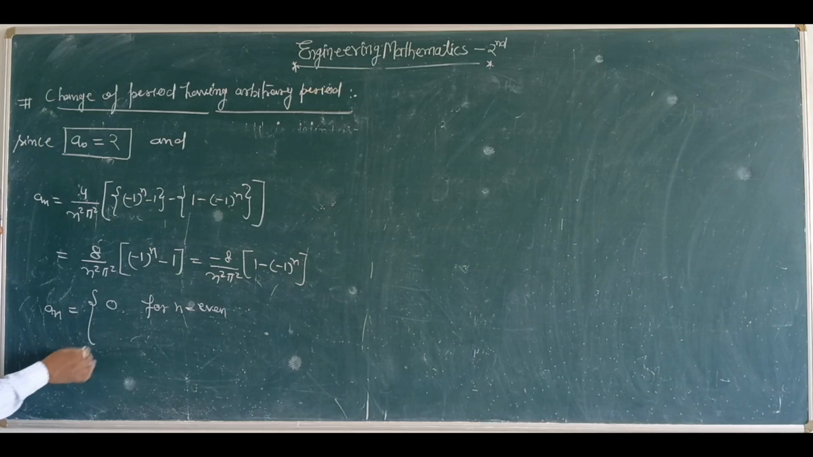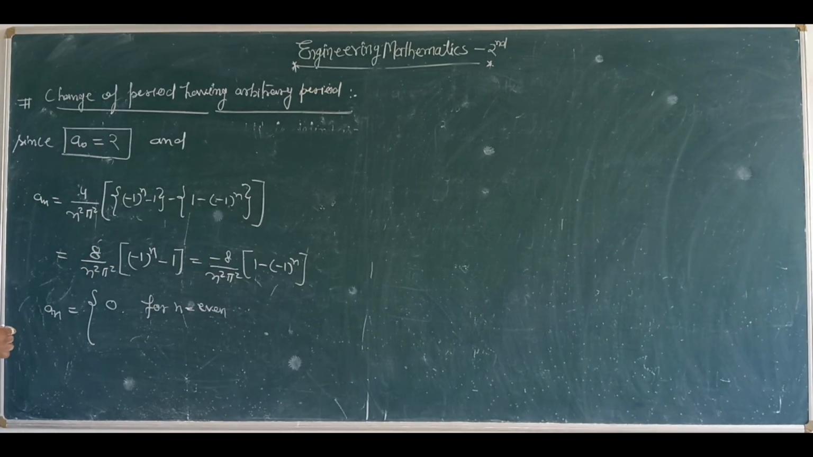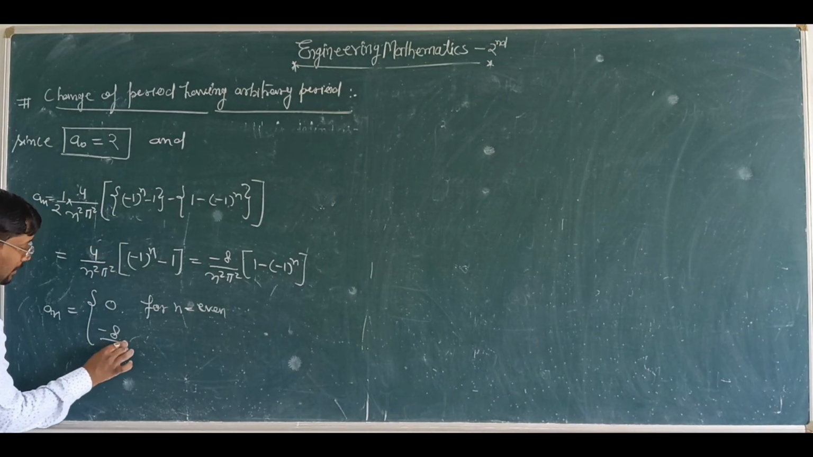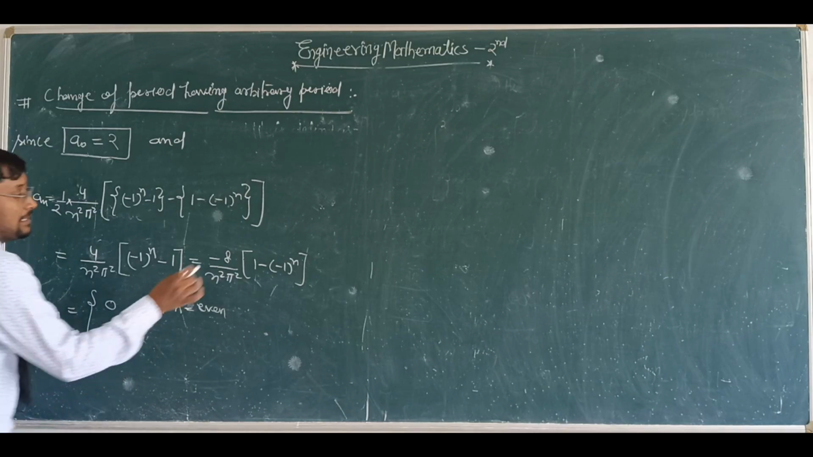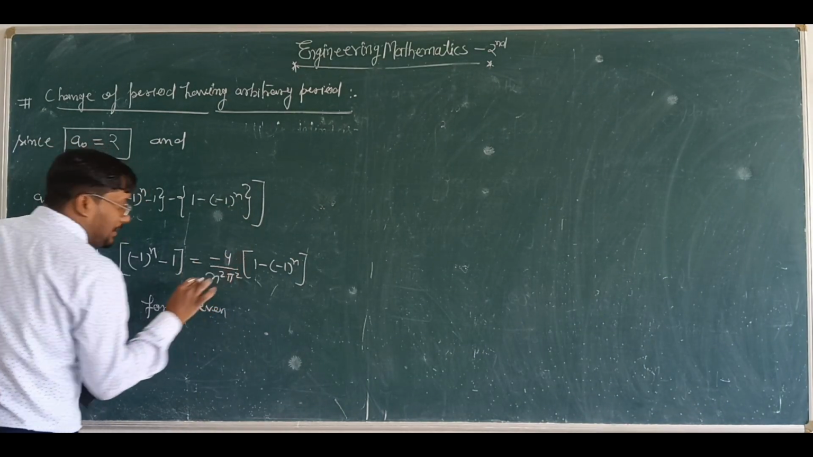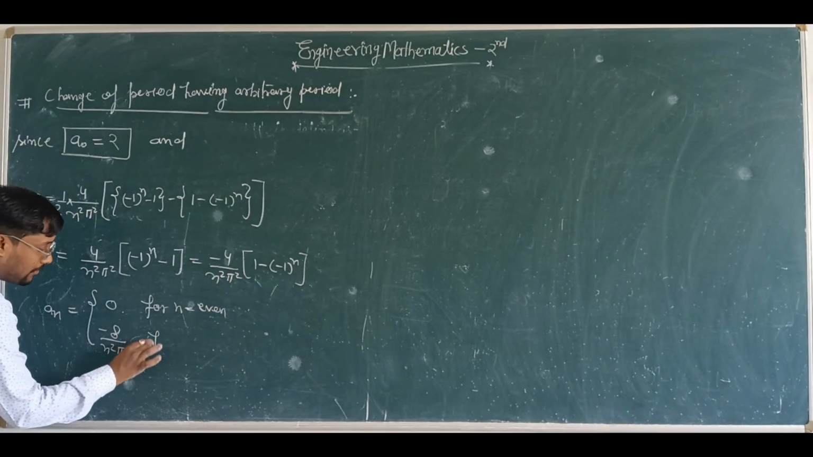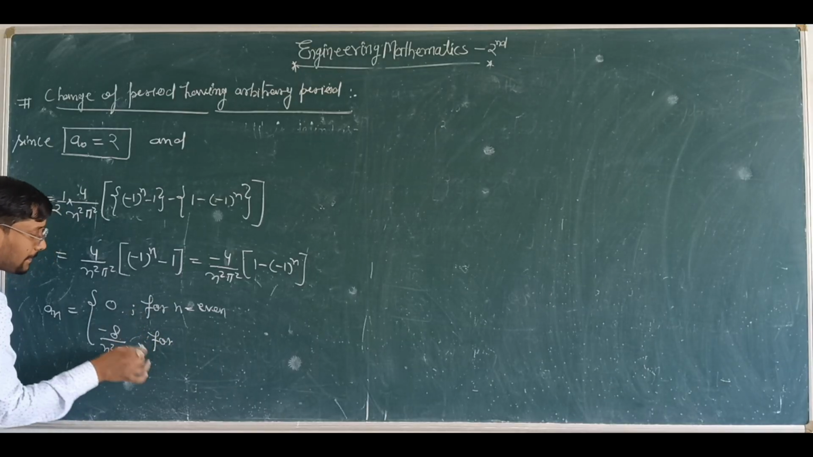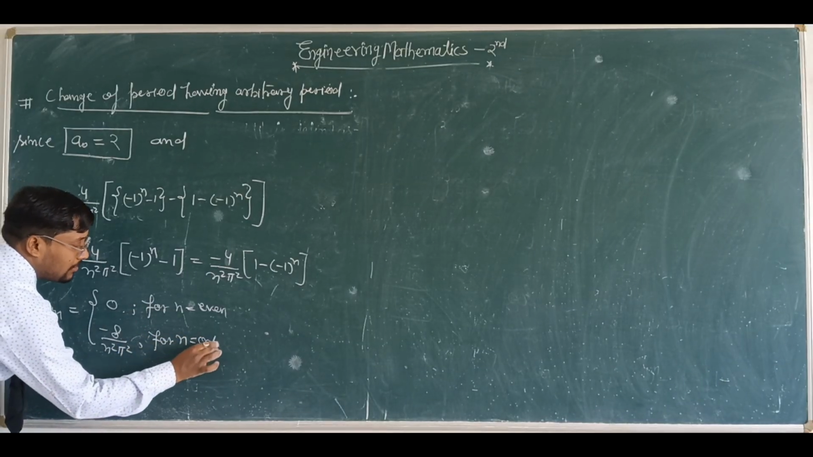and again for n is equal to odd, the value is, now this is 4 into 1 by 2. This is 1 by 2. Now you can write the value is 4. Now this is the value of minus 8 upon n square pi square. This is the value is 4 for n is odd.